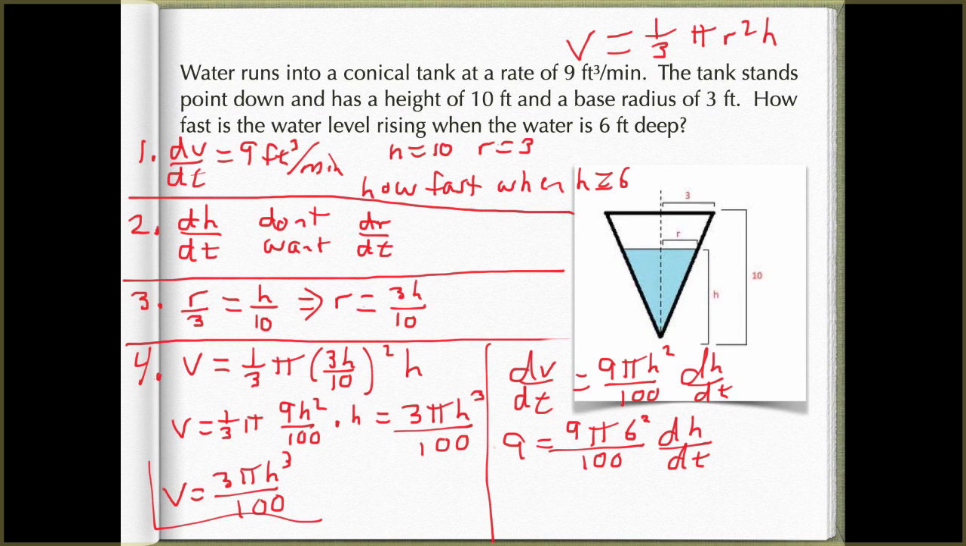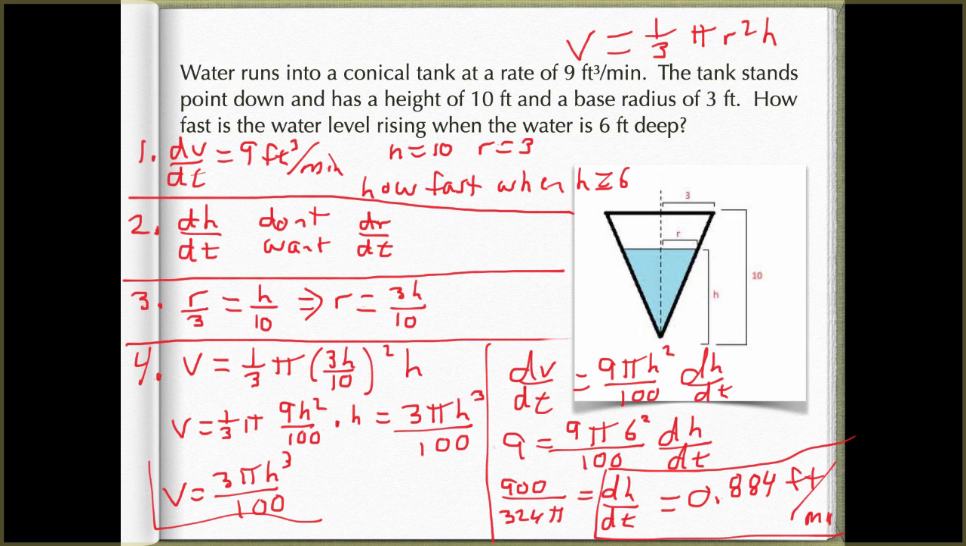Okay, so we're going to solve this. And when you do this, you end up getting 900. You take 36 times 9 times pi. You divide that on both sides, and you get 324 pi. And this is my dH/dt. You use your calculator if you're allowed to use a calculator on this type of problem, and you'll find that this is 0.884, and we're changing our height in feet per minute. This is my dH/dt. So the height is changing at 0.88 feet per minute when the volume is changing at 9 cubic feet per minute.